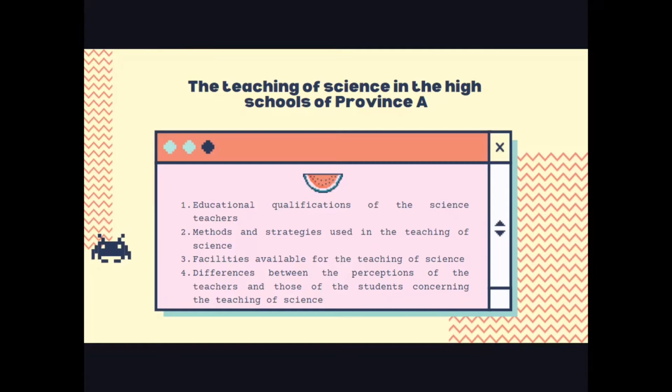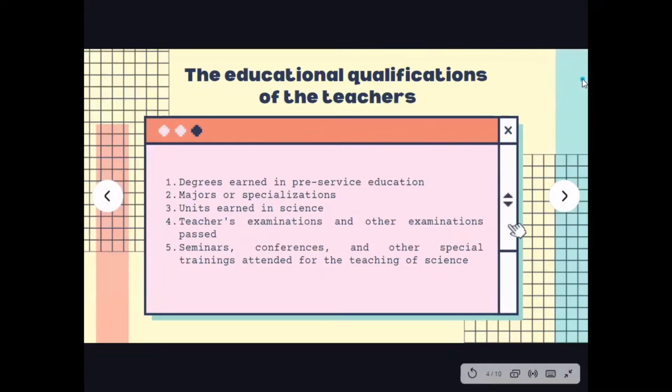We can also add problems encountered in the teaching of science, proposed solutions to the problems, and implications of the findings. Each constituent part may still be divided into its essential categories. For example, the educational qualifications of the teachers may further be subdivided into the following.